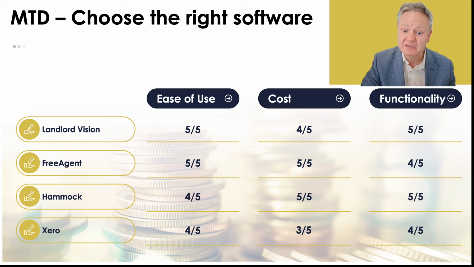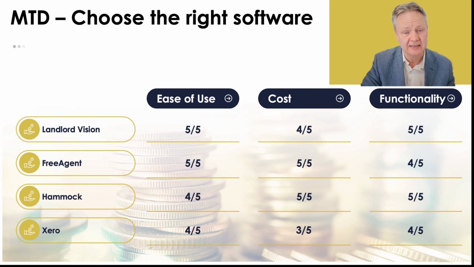From a cost-based perspective, I would say it's pricier. There's a lot more kind of add-ons that you can have. Before you know it, you are racking up at £100 per month for that system. Functionality, 4 out of 5. Again, very similar to FreeAgent. It does very well for self-employed people. It does all what you would expect to do. MTD submissions, VAT submissions, etc. But if you're a property owner, it probably doesn't have the functionality.